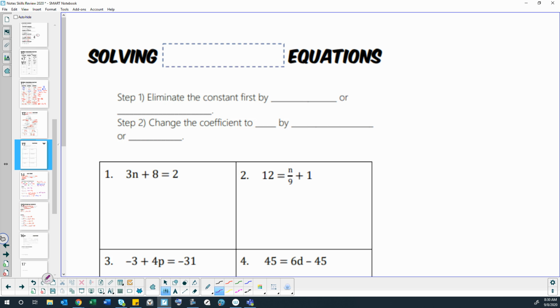All right, let's go back and do solving two-step equations.